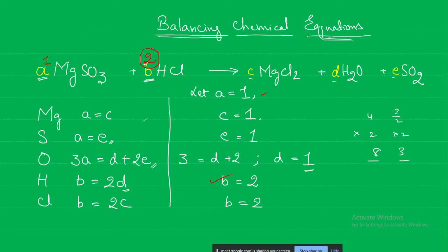A is equal to 1, and you write the complete equation. That's all. Don't leave it as A, B, C, D.